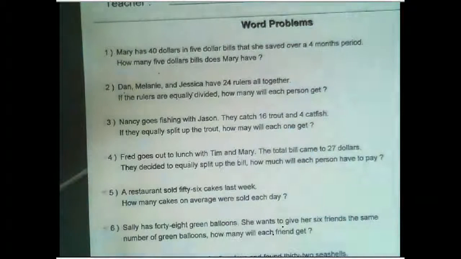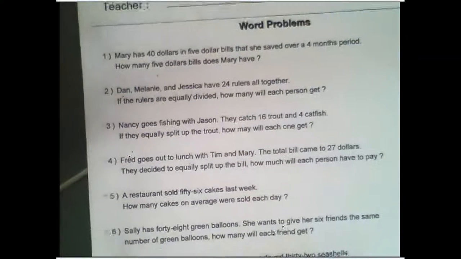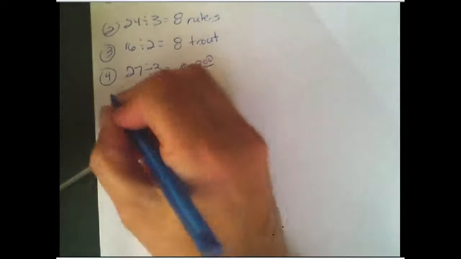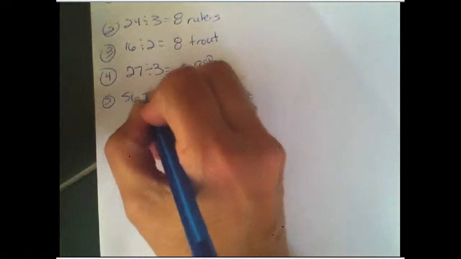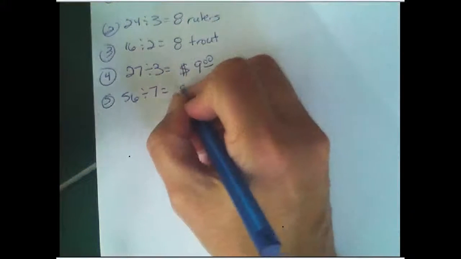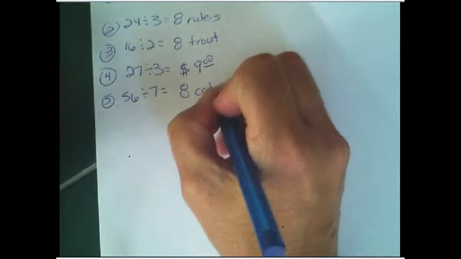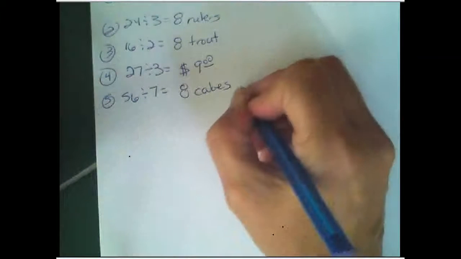Number 5. A restaurant sold 56 cakes last week. How many cakes on average were sold each day? So we are going to look and see, on average, how many were sold each day. We know there are 7 days in the week, so we're going to take our 56 cakes, divide it by the 7 days of the week, and we would get 8 cakes sold each day on average.